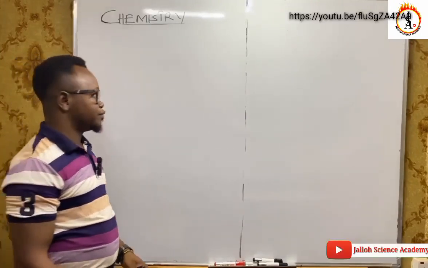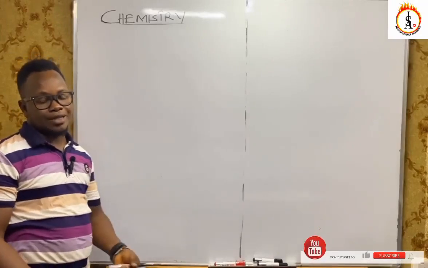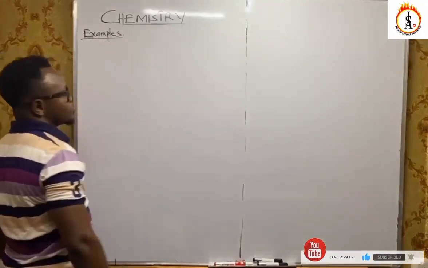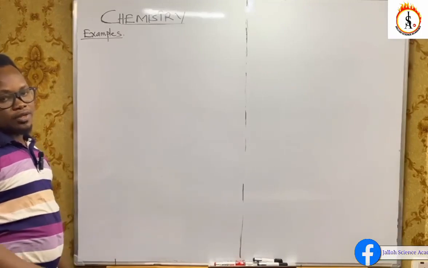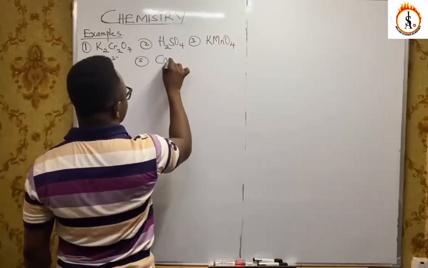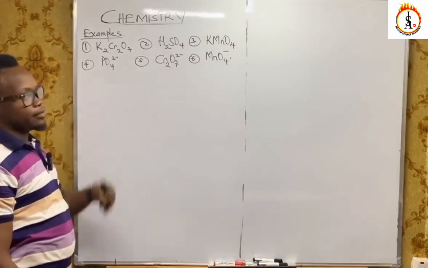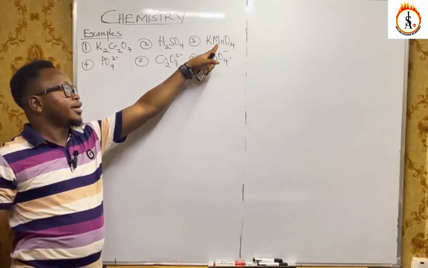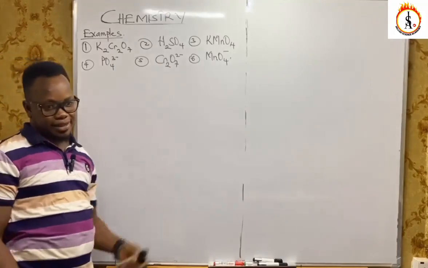So in this situation, we are going to look at examples of calculating oxidation numbers. We are to calculate the oxidation numbers of the following species, and then we give their IUPAC nomenclature. So let's look at these examples. Here we're going to calculate the oxidation number of chromium, here the oxidation number of sulfur, here manganese, and here for the phosphorus, chromium, and manganese.